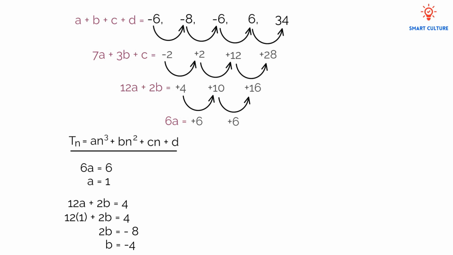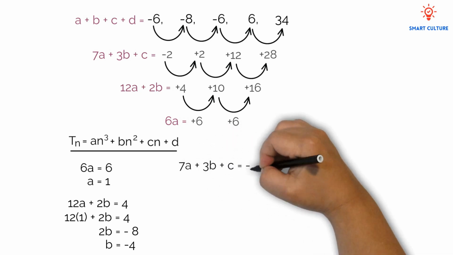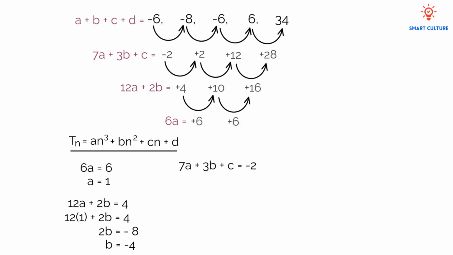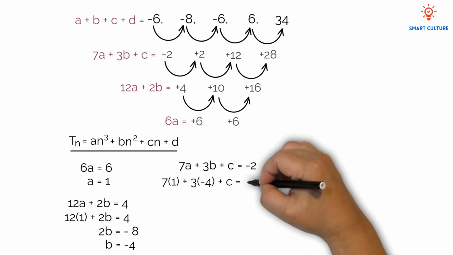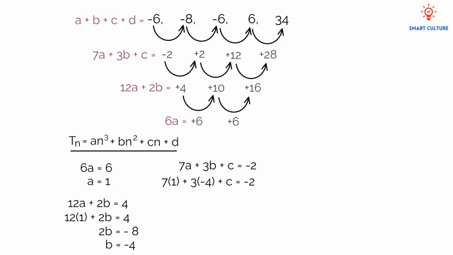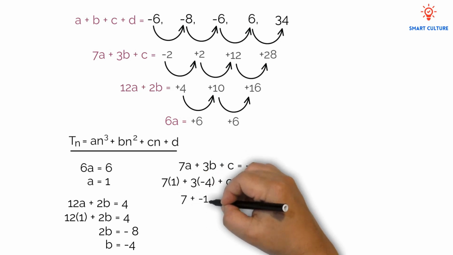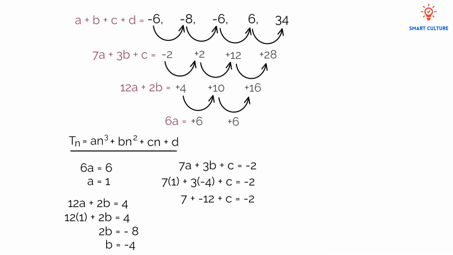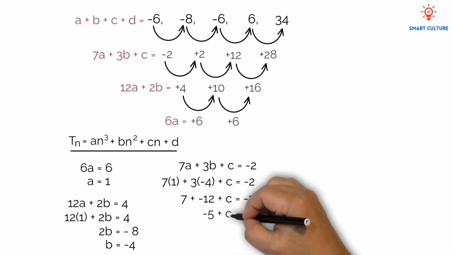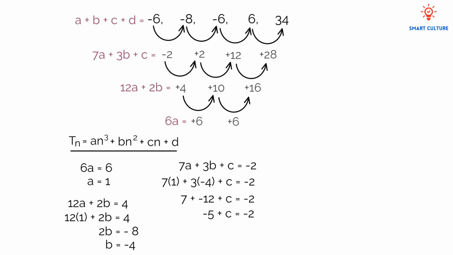Now we have the value for a, we have the value for b, and we want to determine the value for c. So we'll use the equation 7a plus 3b plus c is equal to -2. We know that a is equal to 1. We know that b is equal to -4. So then we have 7 times 1 plus 3 times -4 plus c is equal to -2. 7 minus 12 is equal to -5. So we have -5 plus c is equal to -2. And if we take the -5 over to the other side, it becomes a +5. -2 plus 5 is equal to +3. So c is equal to +3.